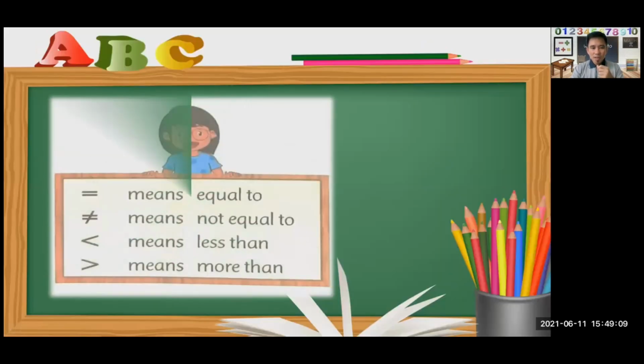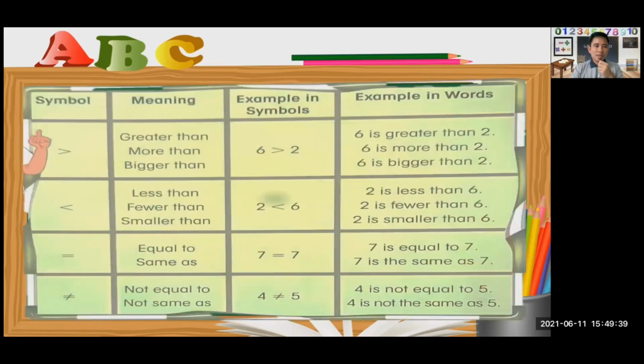Now here, always remember that this symbol means equal to, okay? Equal to, this symbol. And another symbol is not equal to. And then another symbol here, this symbol means less than, okay? This symbol is less than. And the last symbol means more than, okay? More than. Now, we have here the symbols, the meaning, and then the example and example in words.